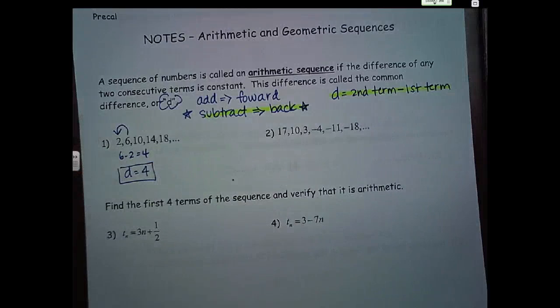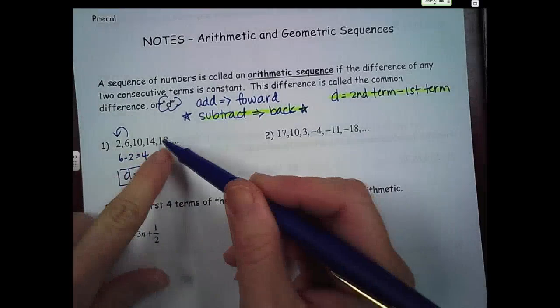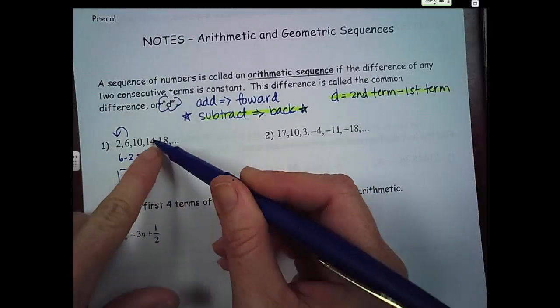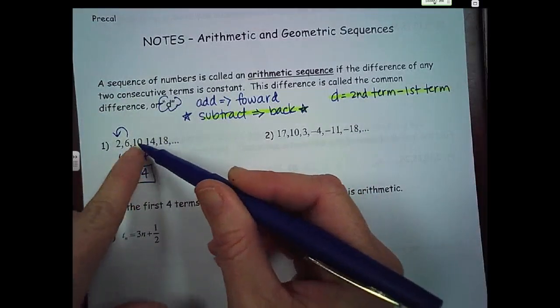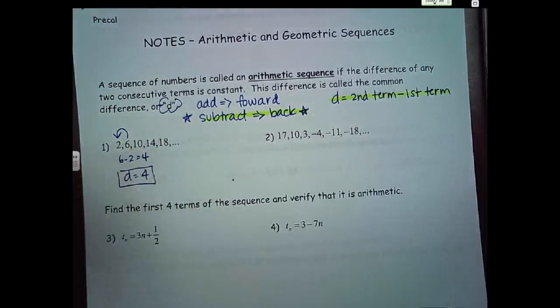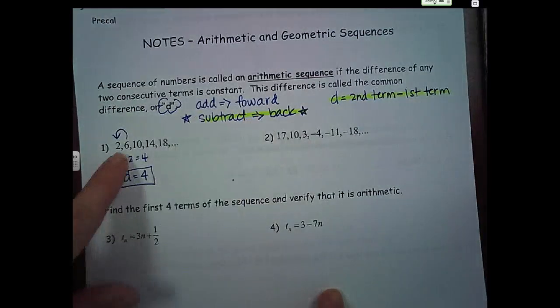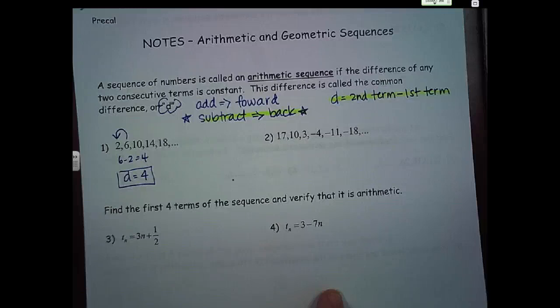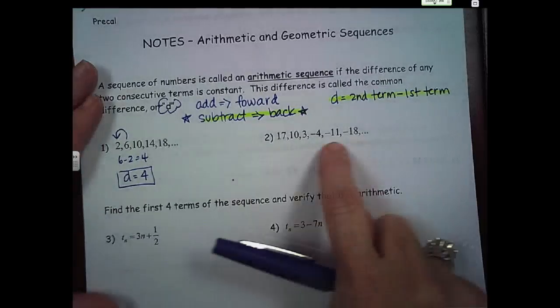And when it has a common difference, it's considered arithmetic. So you can test it on each one. 18 minus 4 is 14. 14 minus 4 is 10. And 10 minus 4, it works. Or you can go the other way, like I said, by adding. You add 4 every time. Either way. Now let's test this one.